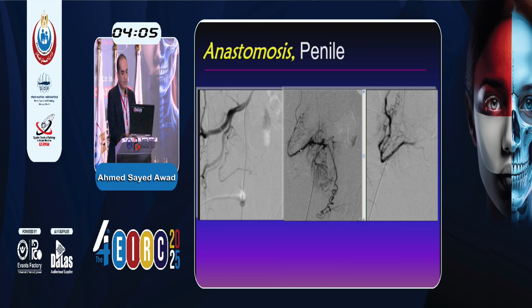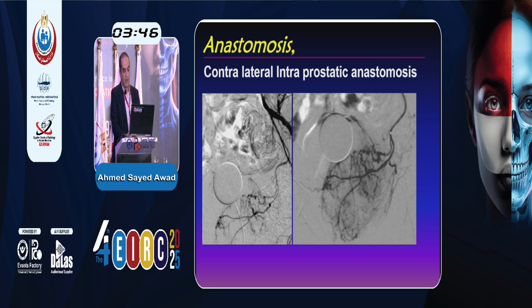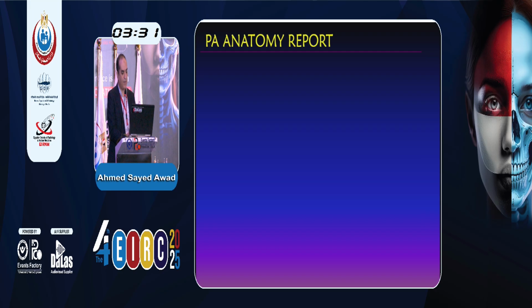In this case, there is anastomosis with the penile artery, and we go distal to the prostate and insert a coil, then embolize safely. In this case, the prostatic gives rise to a middle rectal anastomotic branch and carries risk of non-target embolization and should be coiled proximally. And here, contralateral intraprostatic anastomosis, as one prostatic artery can supply the whole prostate, especially in cases of previous surgery or if there is ostial stenosis at the origin of the prostatic, as in this case.